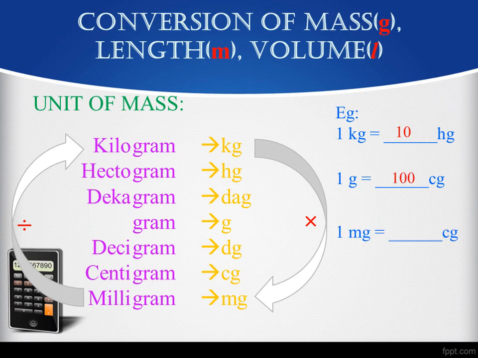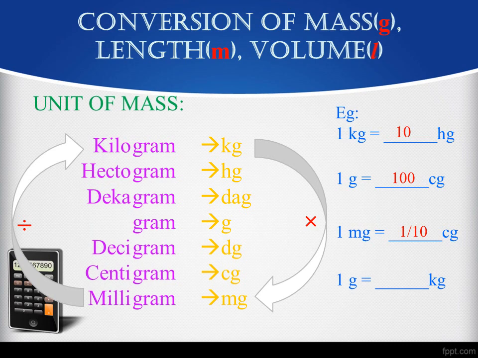And the third one, 1 milligram equals dash centigram. Here milligram is the smaller unit and we want to convert it into the bigger unit. So small to bigger means we have to divide by 10. How many intervals are there? Only one. So divided by 10, we get 1 by 10.